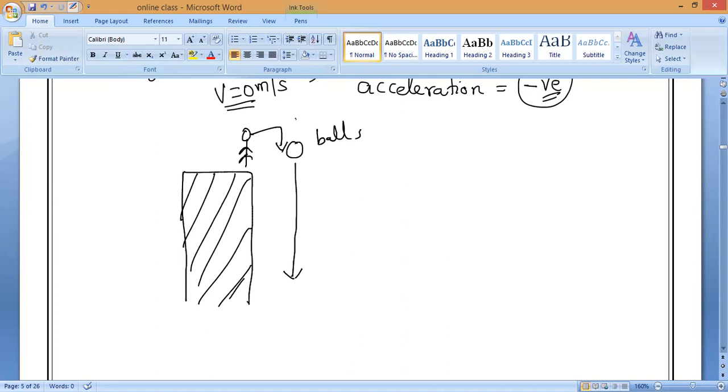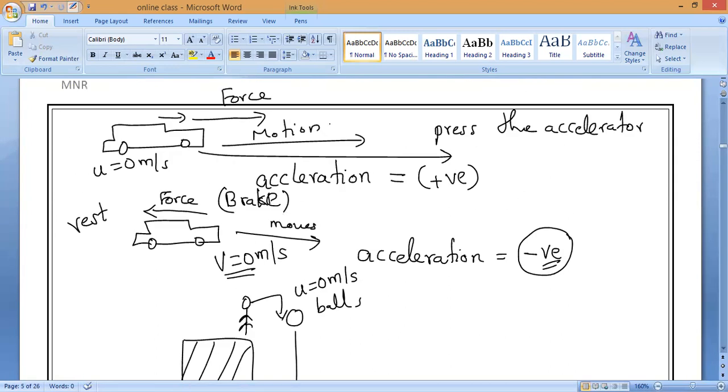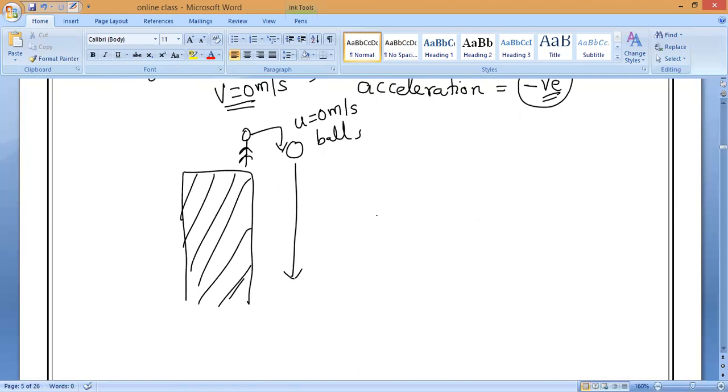So what is my initial velocity? Anybody can tell me? Like the first case, guys, like the first case of motion. Understand, what is my initial velocity? If the ball is thrown falling freely towards the ground, initial velocity is 0.